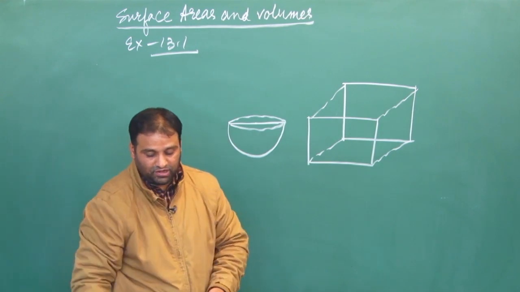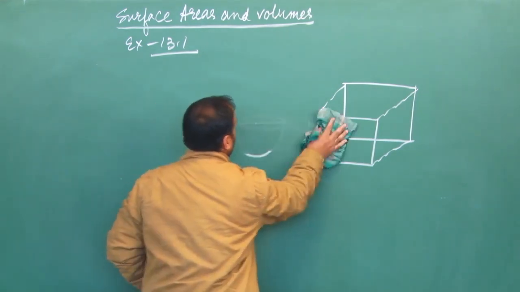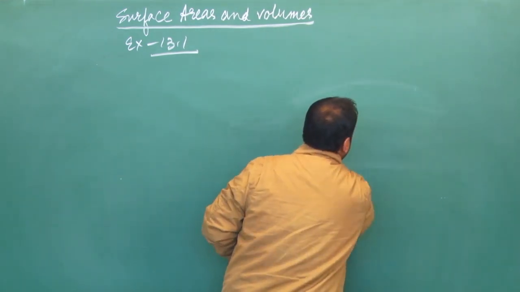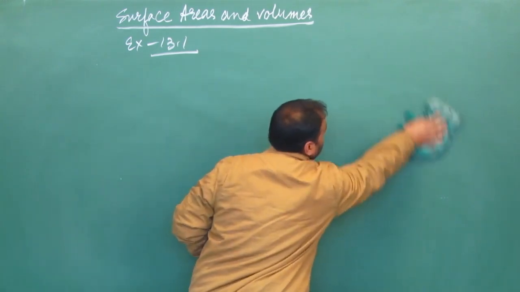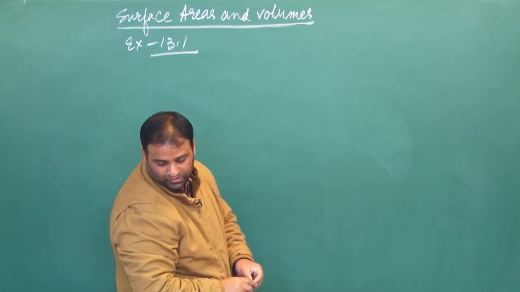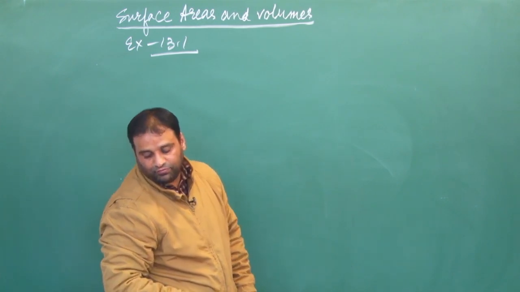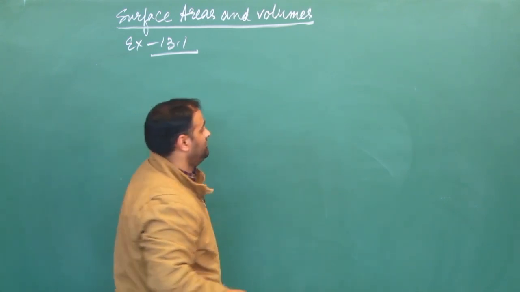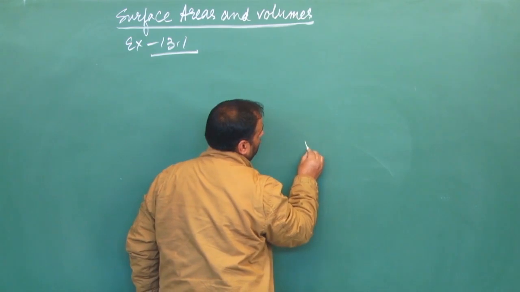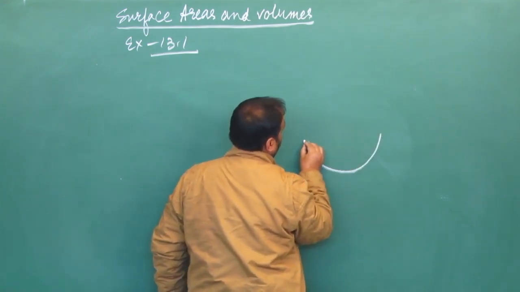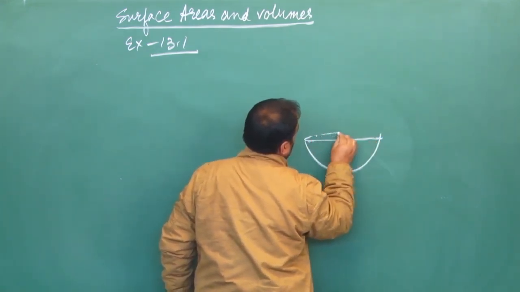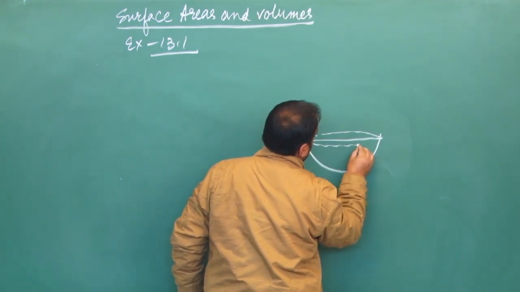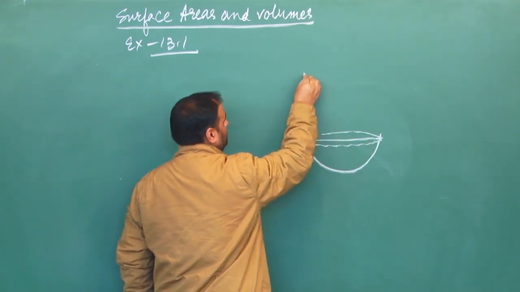Now, if we make this same figure on the board, it will be like this. First, a vessel is in the form of a hollow hemisphere mounted by a hollow cylinder. This we draw as a hemisphere, and on that we mount a hollow cylinder.